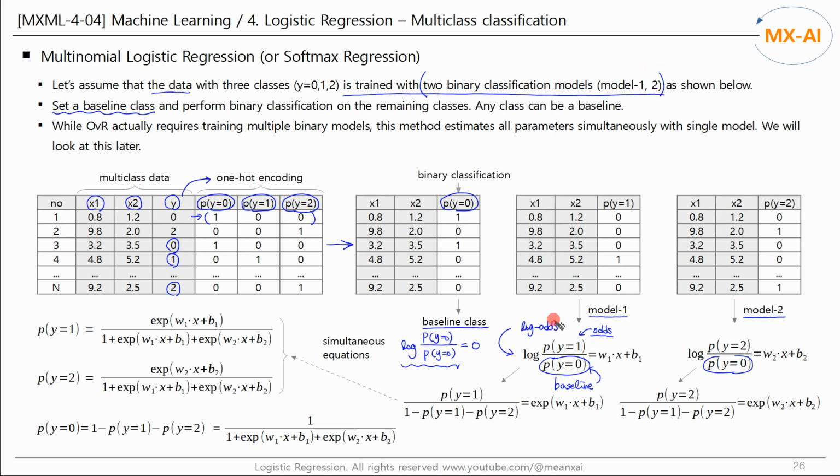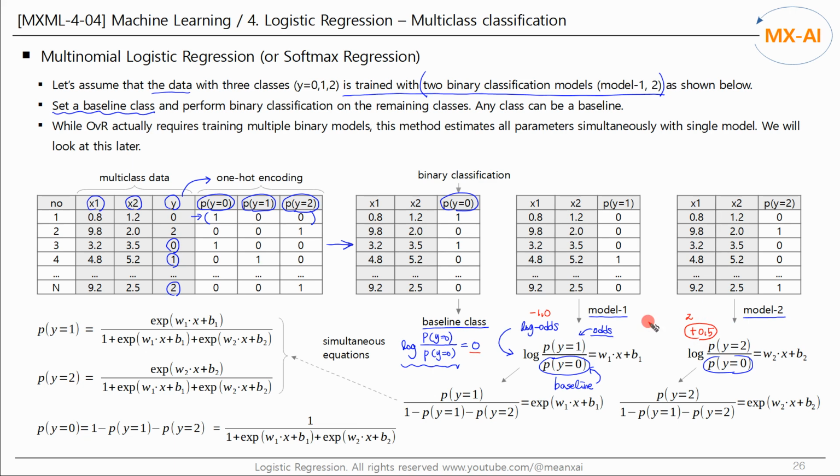Let's say that when we feed a test data point into the models, the log odds of the first model is negative 1.0, and the log odds of the second model is positive 0.5. Since the positive 0.5 is the largest of the 3 log odds values, we predict the class of this test data point is 2.